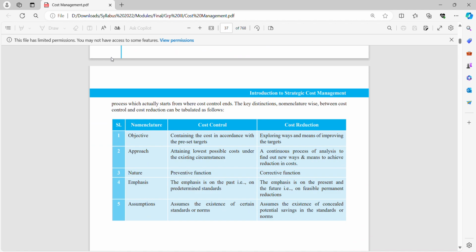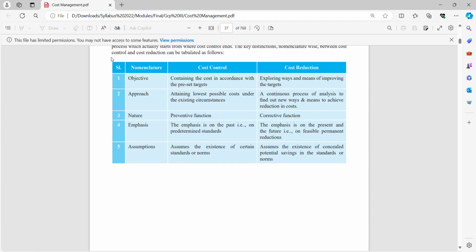Objective: containing the cost in accordance with the preset targets; exploring ways and means of improving the targets. Approach: attaining lowest possible cost under the existing circumstances; continuous process analysis to find out new ways and means to achieve reduction in cost. Nature: preventive function; corrective function. Emphasis: the emphasis is on past, that is on predetermined standards; the emphasis is on the present and future, that is on feasible permanent reductions. Assumptions: assume the existence of certain standards or norms; assume the existence of concealed potential savings in the standards or norms.